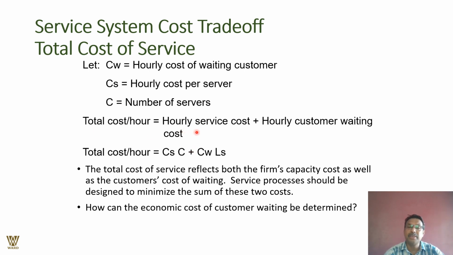So total cost per hour is the hourly service cost plus the hourly waiting time cost from the customer. This is my total cost. So total cost per hour is CSC plus CWLS, CW times LS, right? The total costs of service reflect both the firm's capacity cost as well as the customer's cost of waiting. Service processes should be designed to minimize the sum of these two costs. And how can the economic cost of a customer be determined?